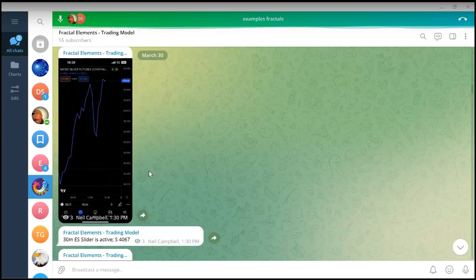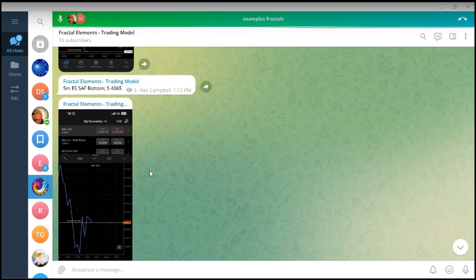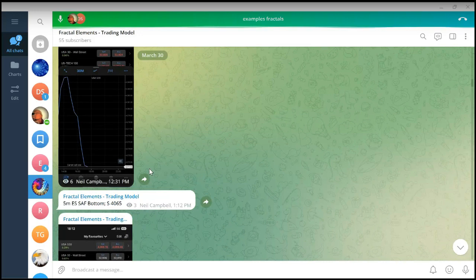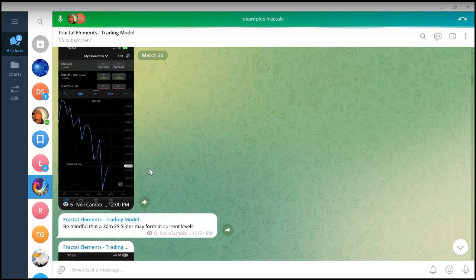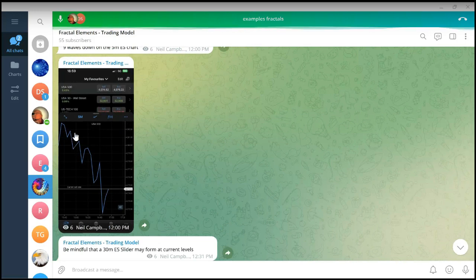We're going back a lot of days here. I'm trying to pick out the good ones here. Okay. Now, he's doing this minute by minute, too. So sometimes it's a little hard to keep up with him. Here's the nine waves down now.